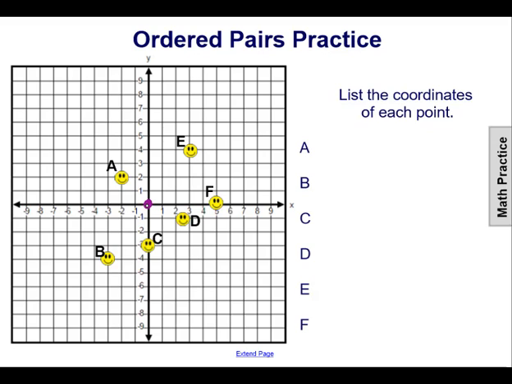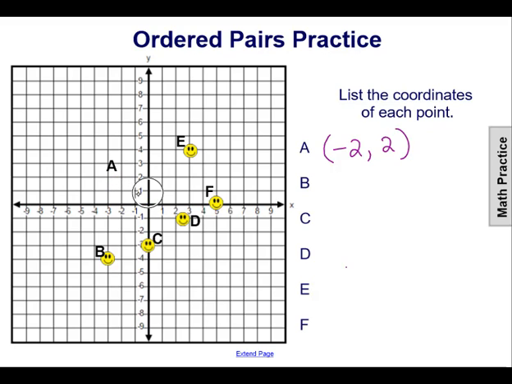So let's find the coordinates first of point A. Point A is to the left and up from the origin. It is to the left specifically 2, so our first number in the ordered pair will be -2, and then you move up 2, so the second number will be a +2. The coordinates for point A are -2, 2.